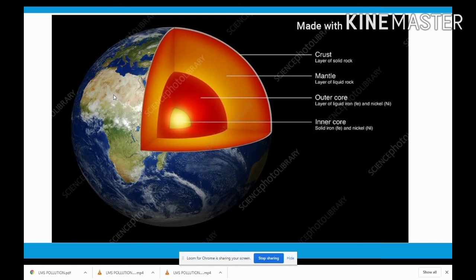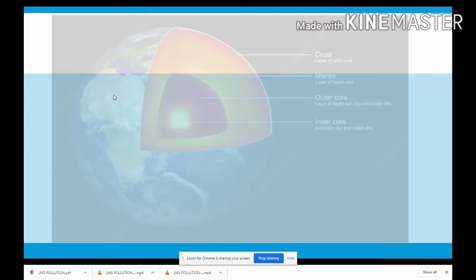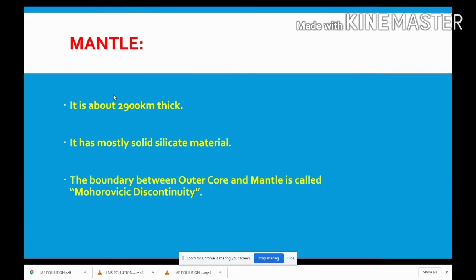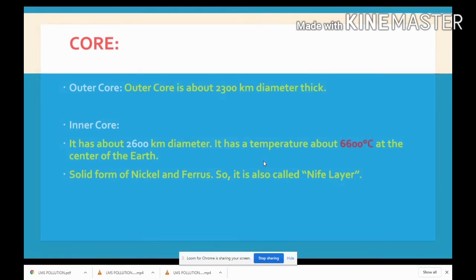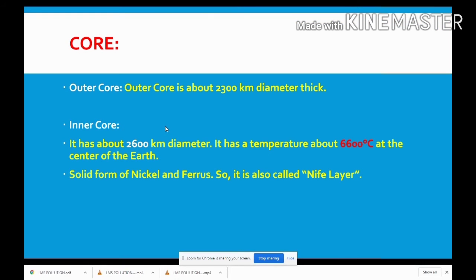The crust is again divided into Sial and Sima. Sial contains silicon and aluminum, and Sima contains silicon and magnesium. Moving to the mantle, the mantle is about 2900 kilometers thick. It is also a solid silicate material. Here the orange one, this is the mantle. Okay, now the core is again divided into the outer core and inner core.